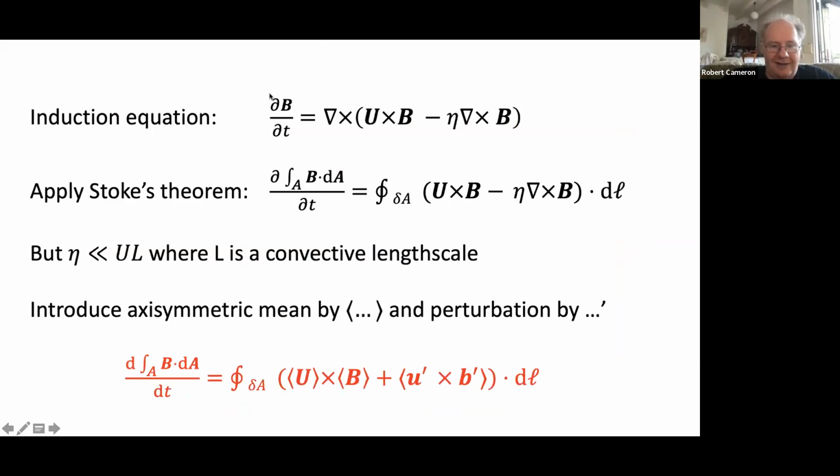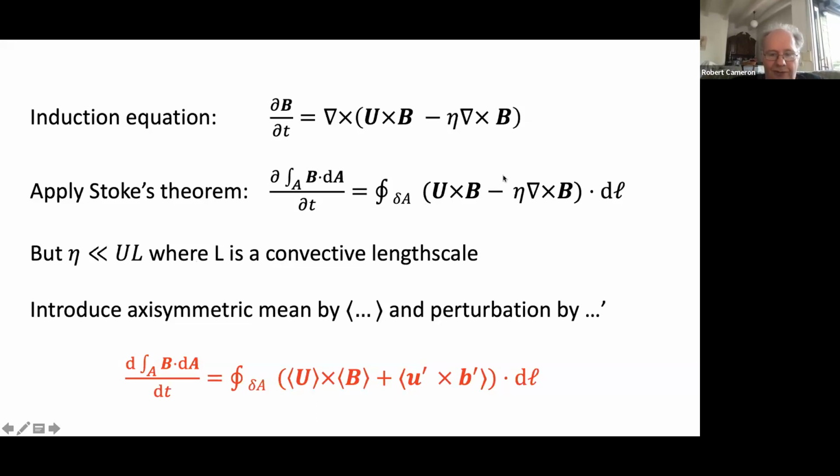The equations I'm going to need for this talk are the induction equation. I'm going to apply Stokes' theorem to the induction equation to get the evolution of the flux through some surface in terms of a line integral. Remember, Stokes' theorem is essentially just the fundamental theorem of calculus applied in two dimensions. It converts a surface integral into a line integral. So A is the surface and delta A is the edge of the surface, the contour.